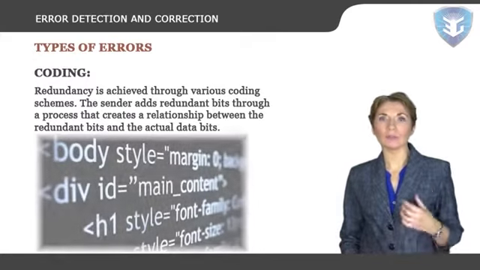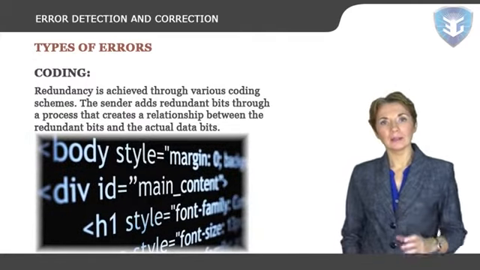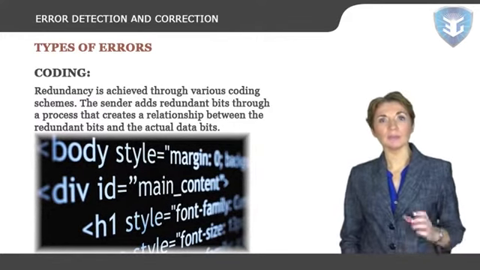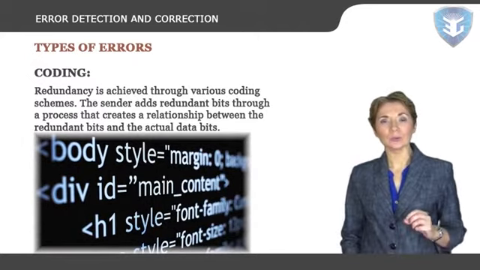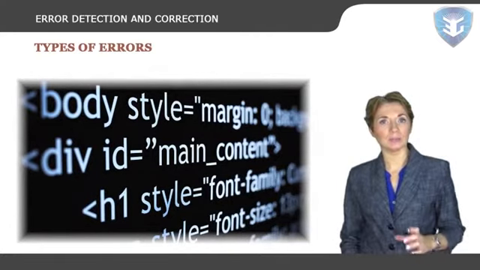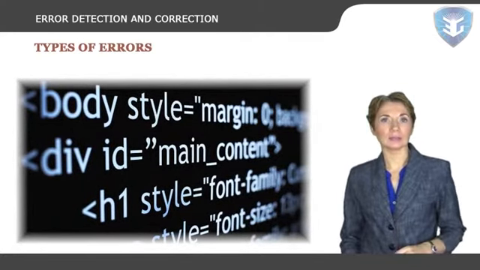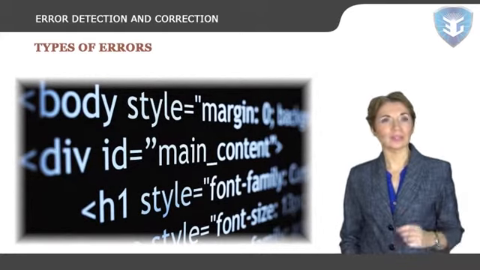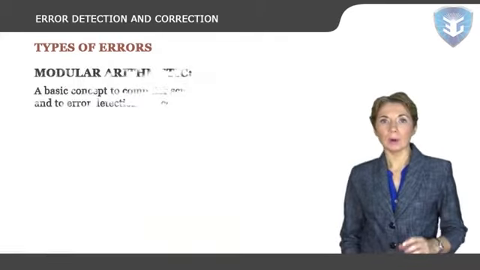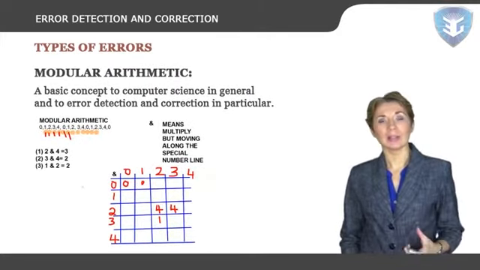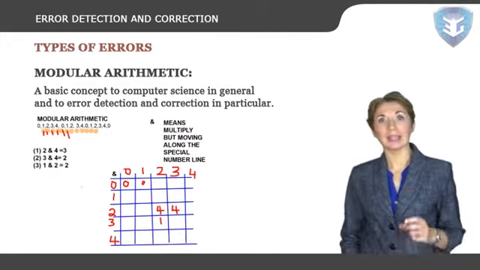Coding. Redundancy is achieved through various coding schemes. The sender adds redundant bits through a process that creates a relationship between the redundant bits and the actual data bits. The receiver checks the relationships between the 2 sets of bits to detect or correct the errors. The ratio of redundant bits to the data bits and the robustness of the process are important factors in any coding scheme.